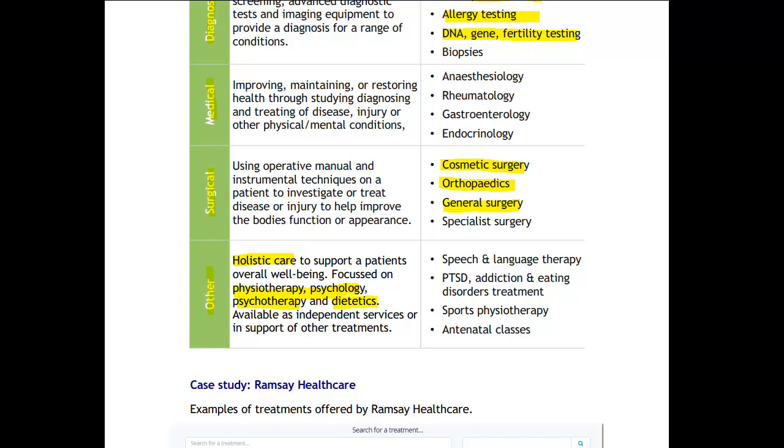And these can be available as independent services. So potentially you want to go specifically to get some tailored nutritional advice, some specific physiotherapy that is going to help you maybe perform better in certain sports that you play. Or it could be the case that this is provided after you've had your main bulk of treatment. So it could be rehabilitation after an operation, for example.